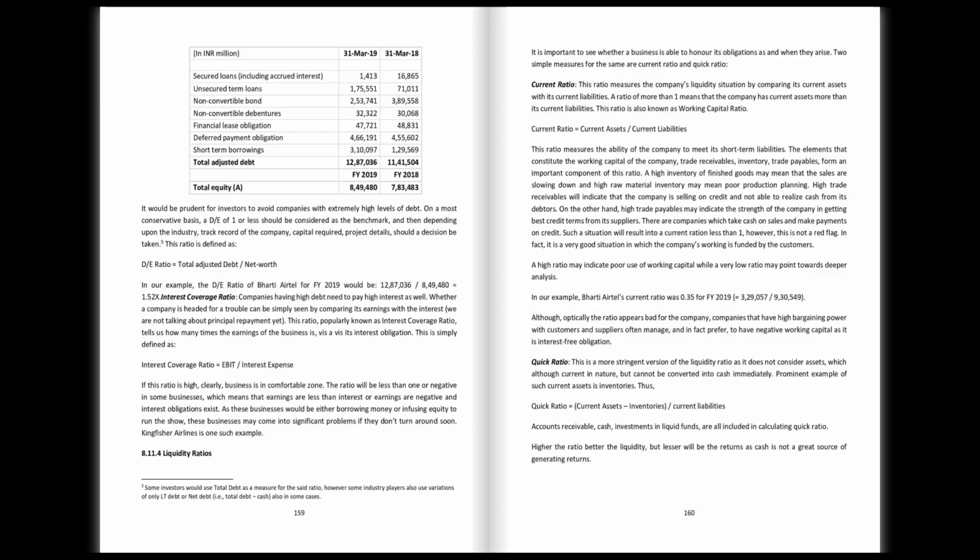Quick ratio. This is a more stringent version of the liquidity ratio, as it does not consider assets which, although current in nature, cannot be converted into cash immediately. Prominent example of such current assets is inventories. Thus, quick ratio equals current assets minus inventories divided by current liabilities. Accounts receivable, cash, investments in liquid funds are all included in calculating quick ratio. Higher the ratio, better the liquidity, but lesser will be the returns, as cash is not a great source of generating returns.